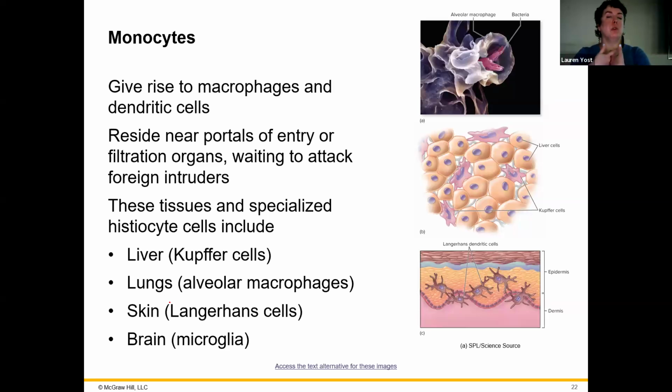So once I get the signal to move into the lungs, if you have pneumonia, once I get the signal to move into the lungs, I might become an alveolar macrophage. Those are macrophages that wait out in the lungs and wait to do their action there. So we have all these different kinds of monocyte-based cells that are associated with these tissues.